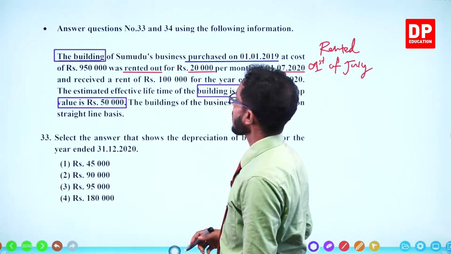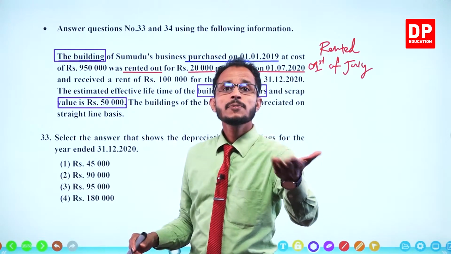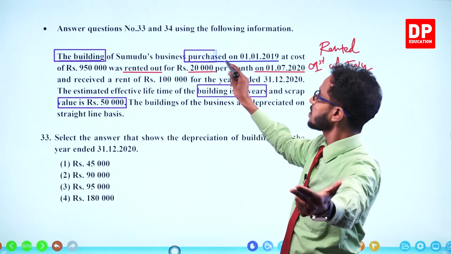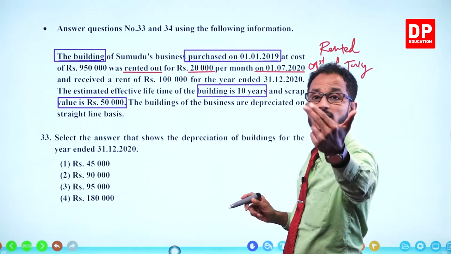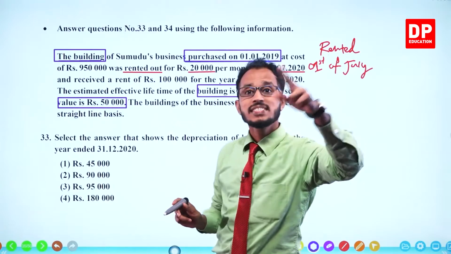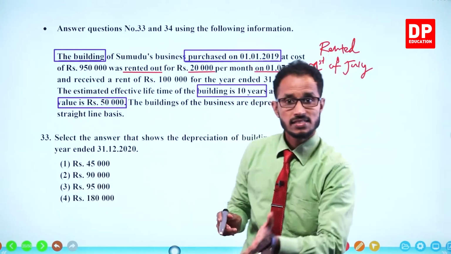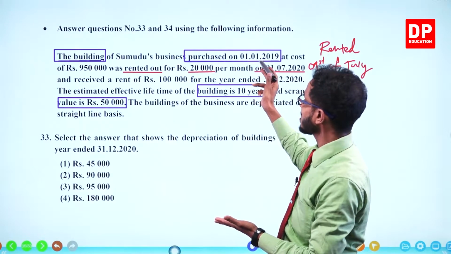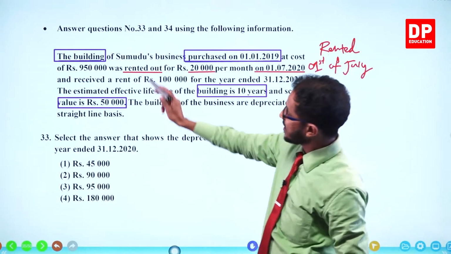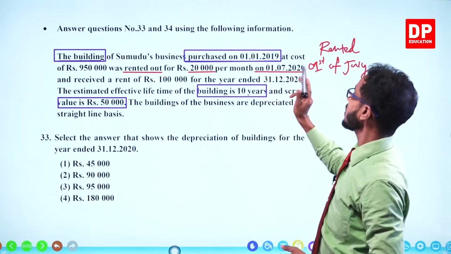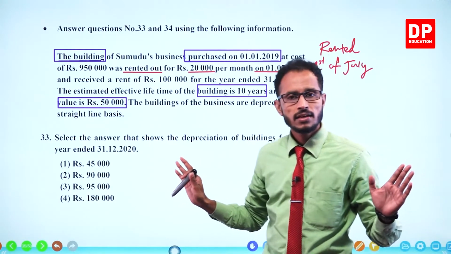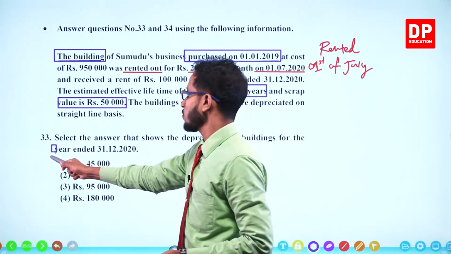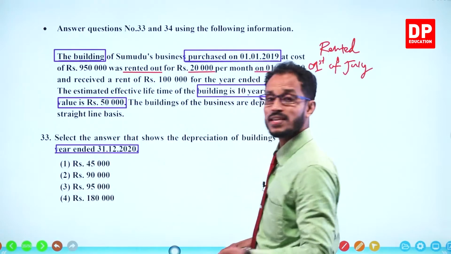All right, children, building was purchased on which date? Building purchased 1st January 2019. See, that is the main point here. It was rented out 1st July 2020. It doesn't matter. Purchased in 2019, so for the year ended 2020, full year's depreciation should be calculated.